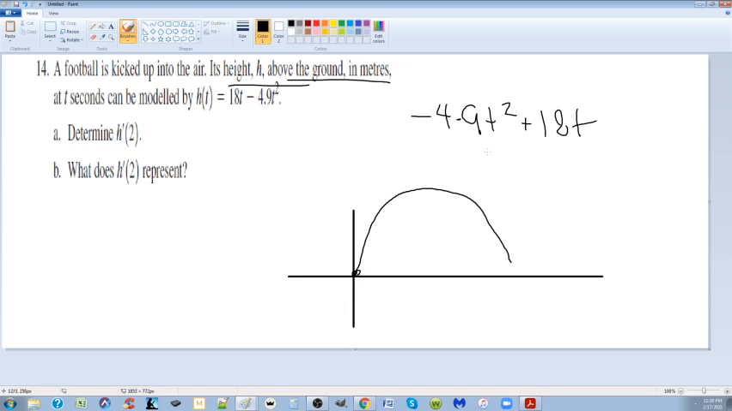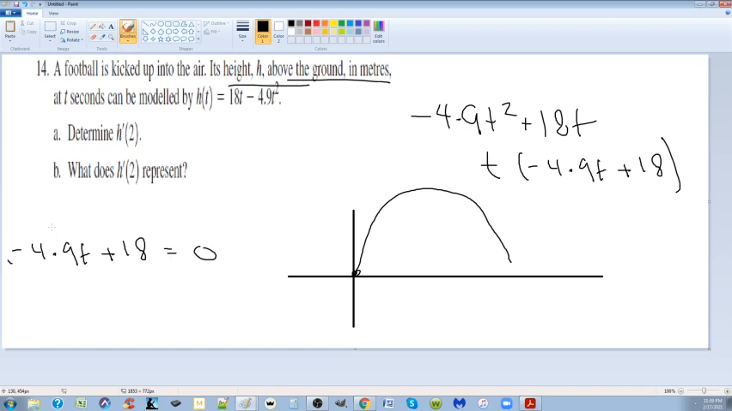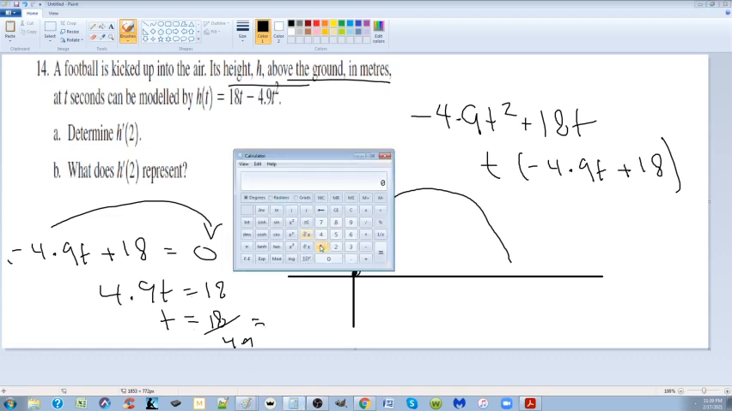And we must well learn a little bit about it first. So if I take t out, I'm left with minus 4.9t plus 18. So the question is, when does this equal 0? In other words, when does the football hit the ground? We can do it like that. Okay. So we've got that. If I bring it down to this side instead, I'm left with 4.9t is equal to 18, which means t is equal to 18 divided by 4.9. And you're going to discover you get a long number like that.